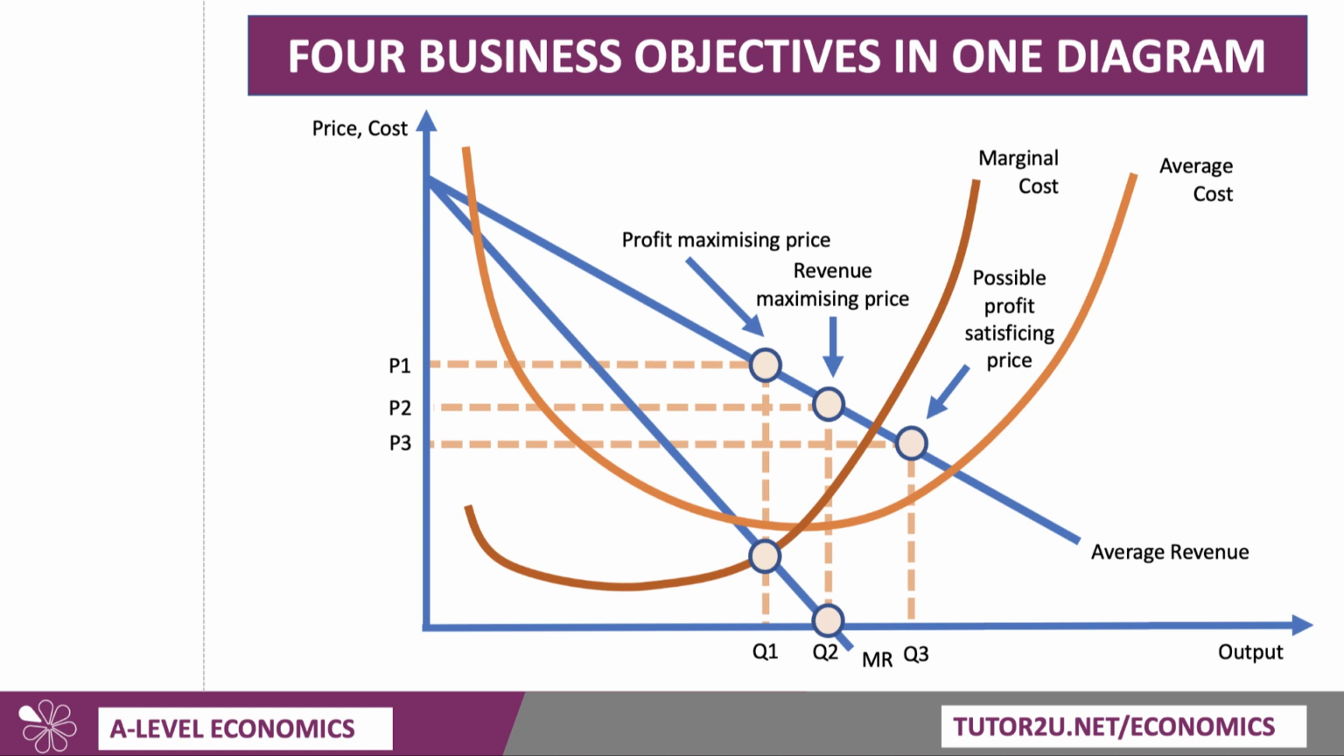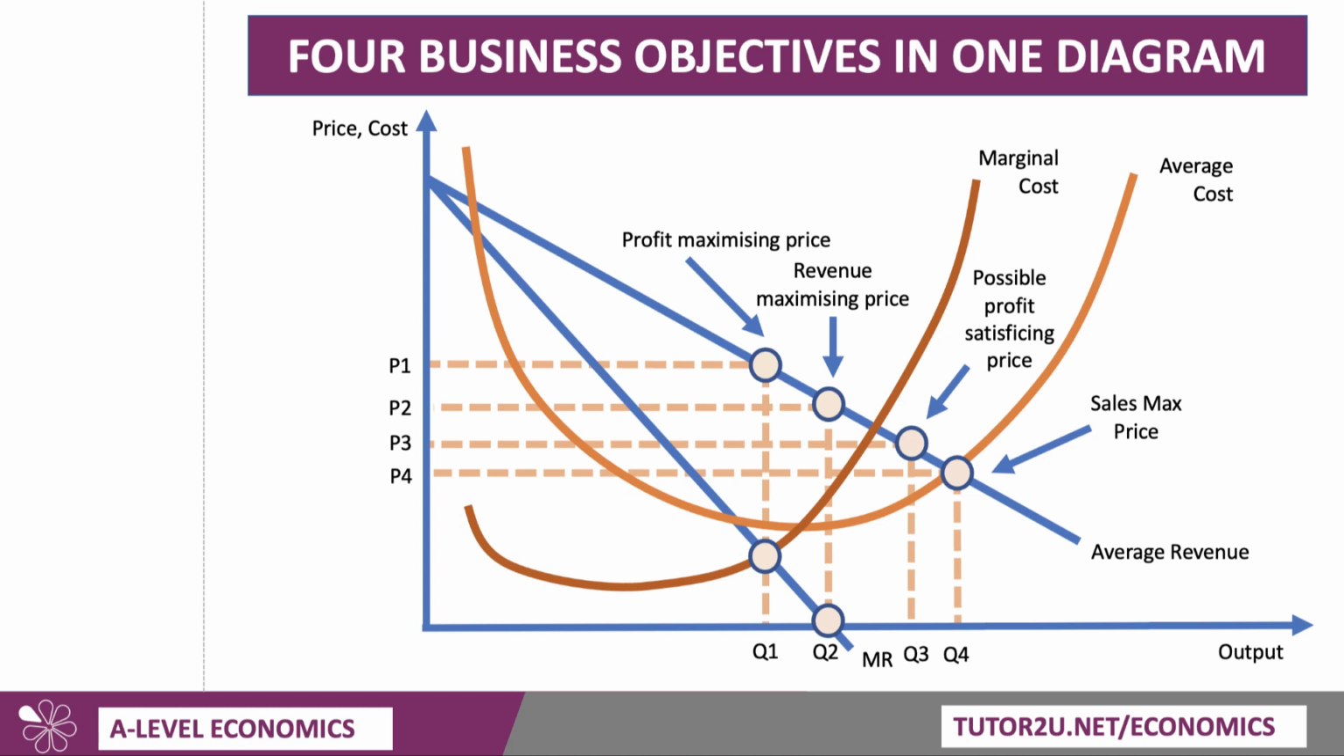A possible profit satisficing price, well, this is a price where the firm is making some profit, but not necessarily maximum profit. Perhaps a minimum profit that the shareholders expect, a minimum rate of return on capital. So a possible profit satisficing price is P3, output Q3. And sales max is, we keep moving down the demand curve. That's where average revenue meets average cost at an output of Q4 and a lower price of P4.